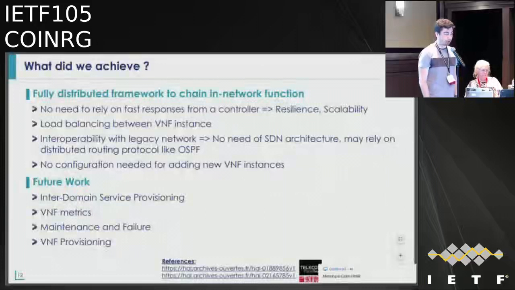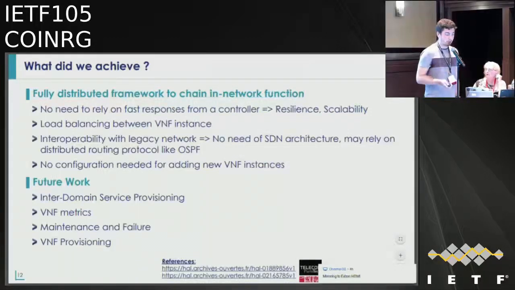So what we achieved is a fully distributed framework to chain in-network functions, which is not only interoperable with the current routing system, but also brings resilience and scalability, since the IGP is a field-proven routing protocol. And we managed to balance the load among the different virtual network function instances, and we don't have to add any configuration when we add a new virtual network function instance, since when a NAV router chooses to start a new instance, it just has to announce the unicast prefix related to the VNF it has instantiated to make the routing system aware of the new resource in the network.